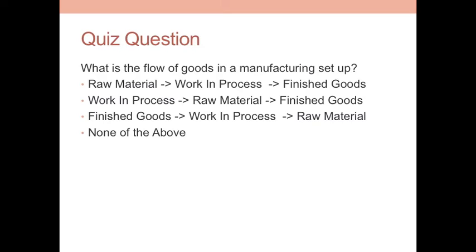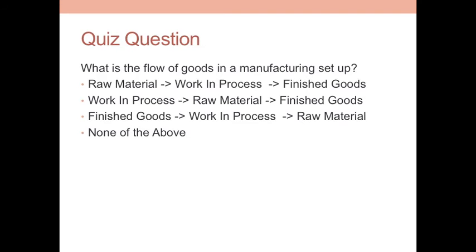Next quiz question is, what is the flow of goods in a manufacturing setup? And your options are 1. Raw material to work in process to finished goods, or 2. Work in process to raw material to finished goods, or 3. Finished goods to work in process to raw material, or 4. None of the above.